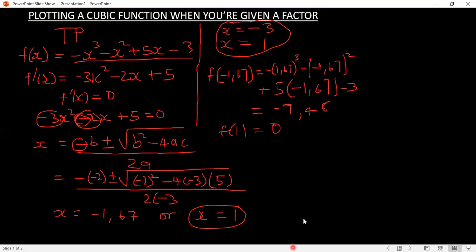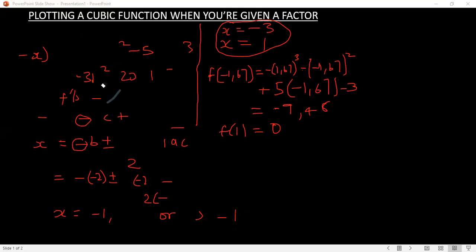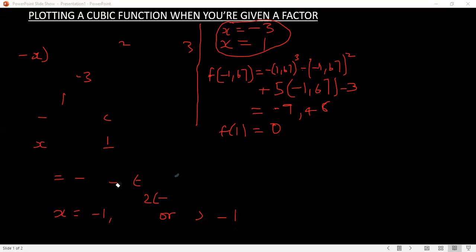Let's plot our function. Guys, I have to erase. Okay, let me erase here. Almost done. Okay, there you go. Now we're going to plot our function. Let me just write these values.